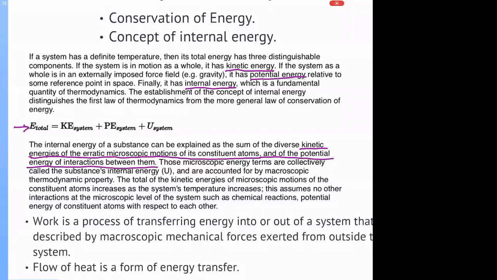It's a sum total of all the internal energies of the constituent particles of whatever system you're looking at. So it depends on how you define it. You can define the entire solar system, right, or something like that.